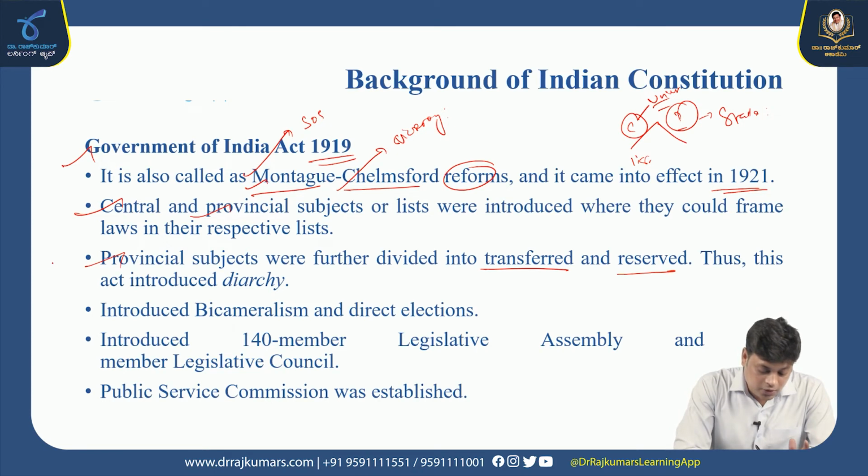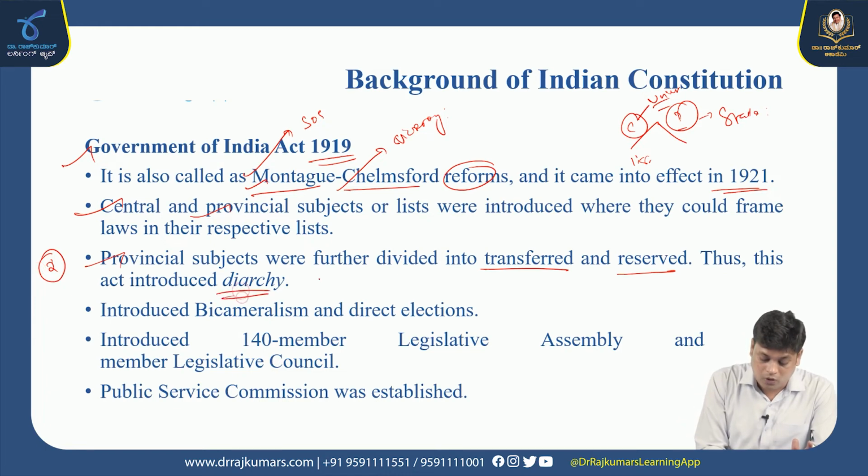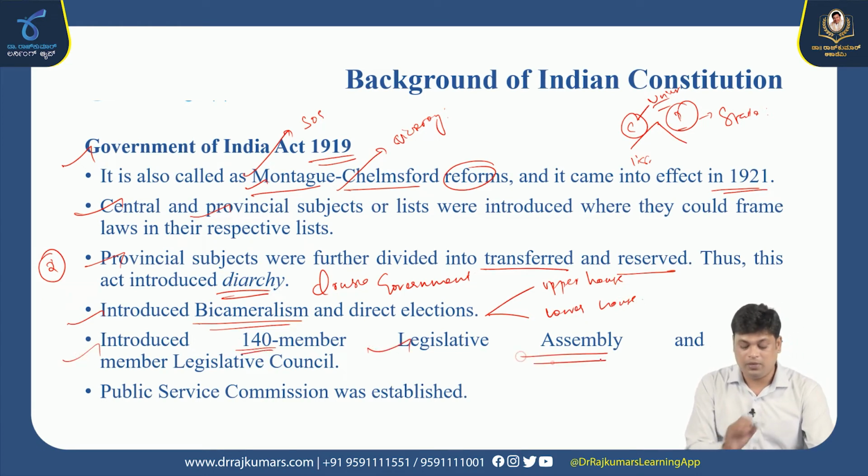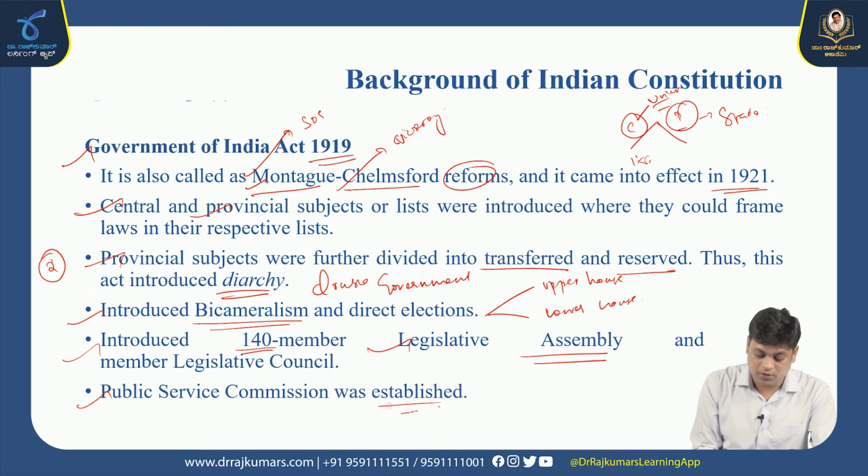Okay, so this introduction of two subjects in the provincial, which is known as diarchy or double government system. Okay, diarchy or double government. So, introduction of bicameralism as well. Bicameralism means two houses, upper house and a lower house. Okay, introduction of 140 members into the Legislative Assembly and 60 members into the Legislative Council. And also Public Service Commission was established to recruit the civil servants. Remember, all these points that you need to know as a basic.